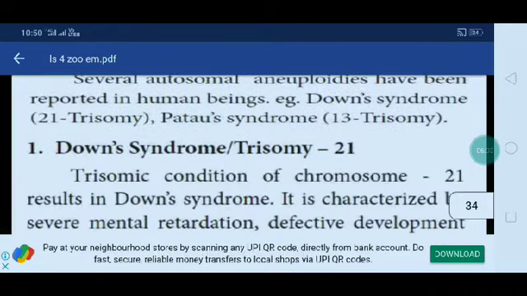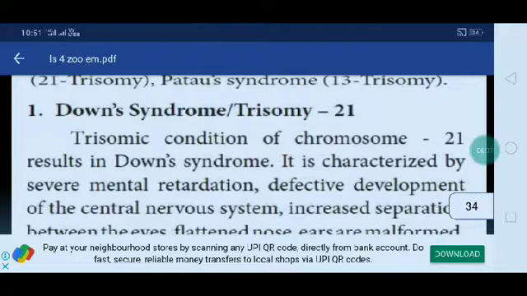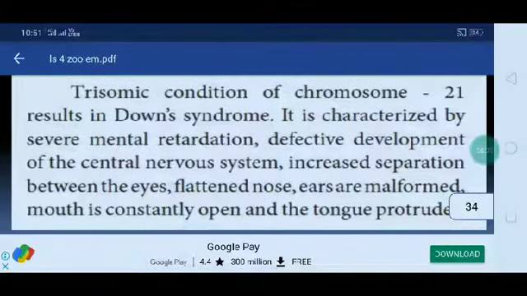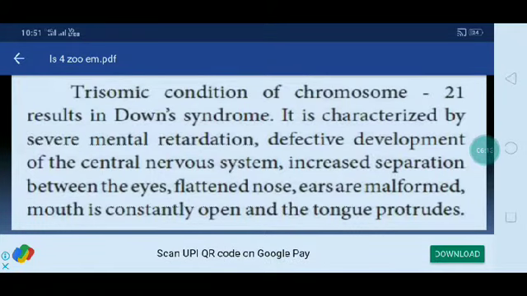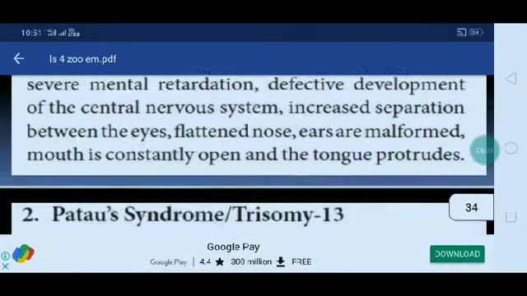Down syndrome, trisomy 21. The trisomy condition of chromosome 21 results in Down syndrome, characterized by severe mental retardation, defective development of the central nervous system, increased separation between the eyes, flattened nose and ears, a malformed mouth constantly open, and a protruding tongue.